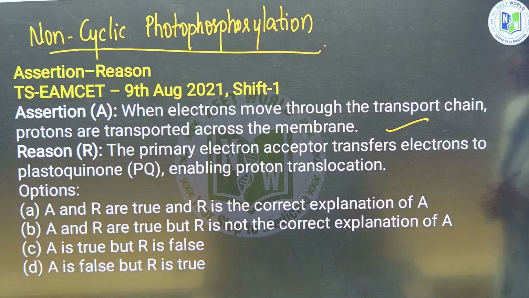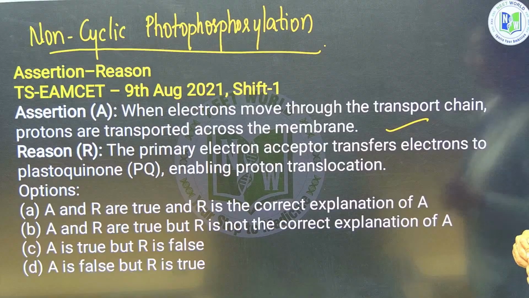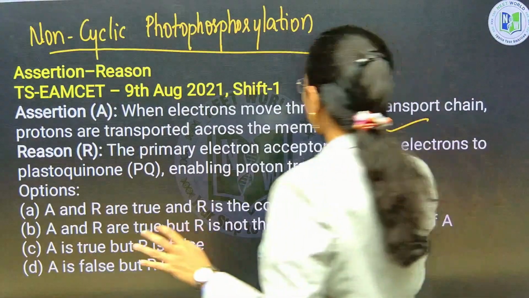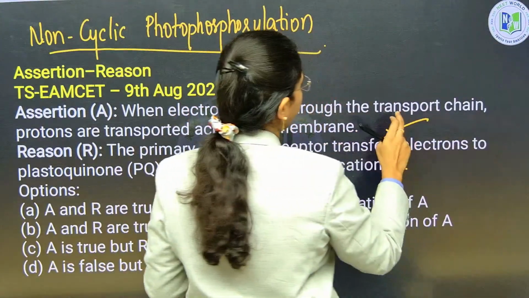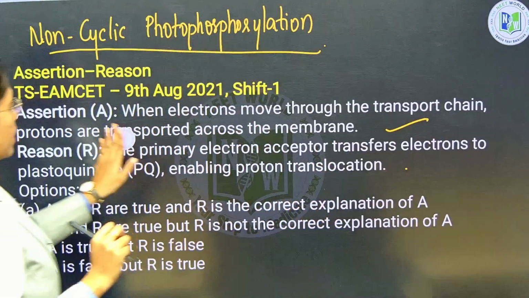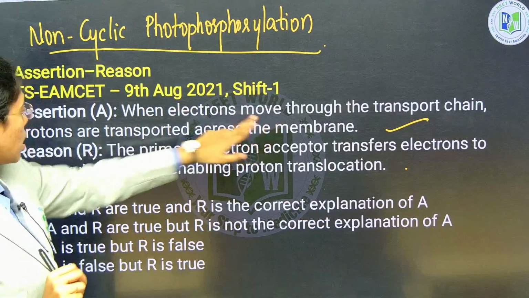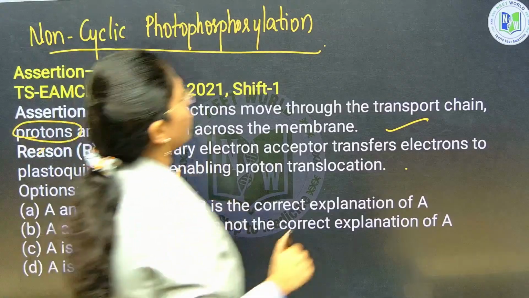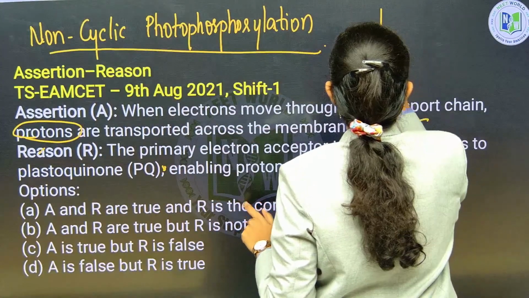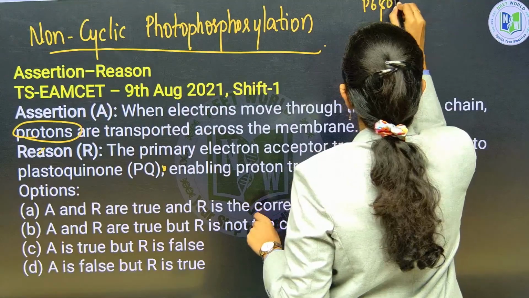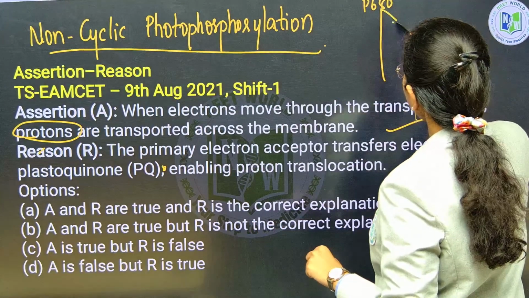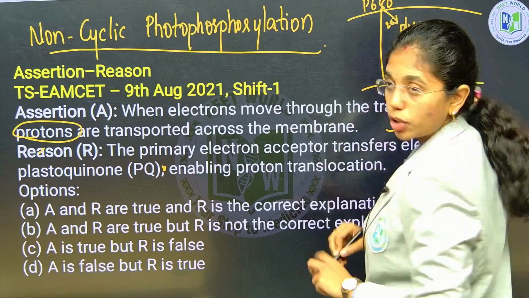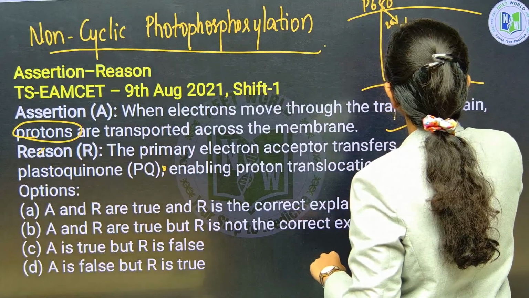The primary electron acceptor transfers electrons to plastoquinone, enabling the proton translocation. Once look at that reason point. How the transport of proton is facilitated? While the transport of electrons, how proton transport across the membrane happens is explained in reason. Look at here first. In photosystem 2, when electrons are excited to P680, the primary electron acceptor is pheophytin. After electrons are accepted by pheophytin, it transfers them to plastoquinone.